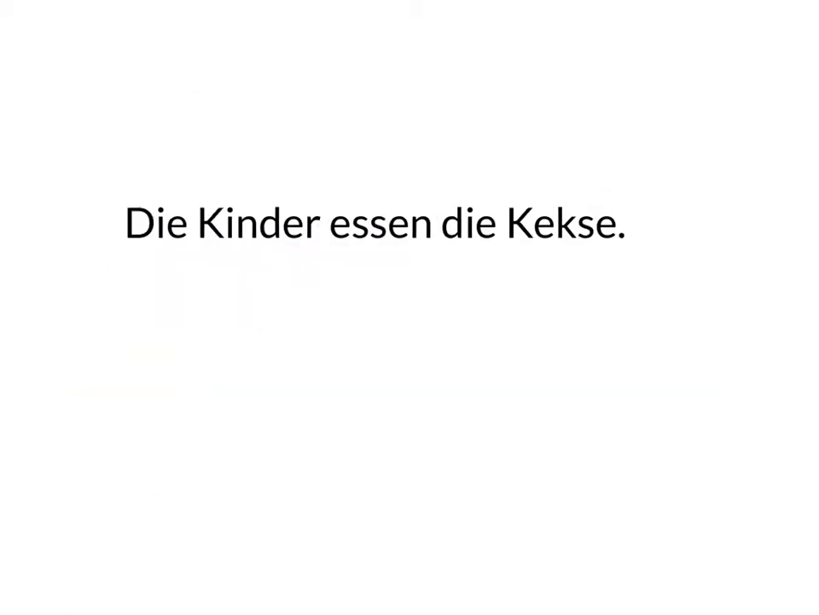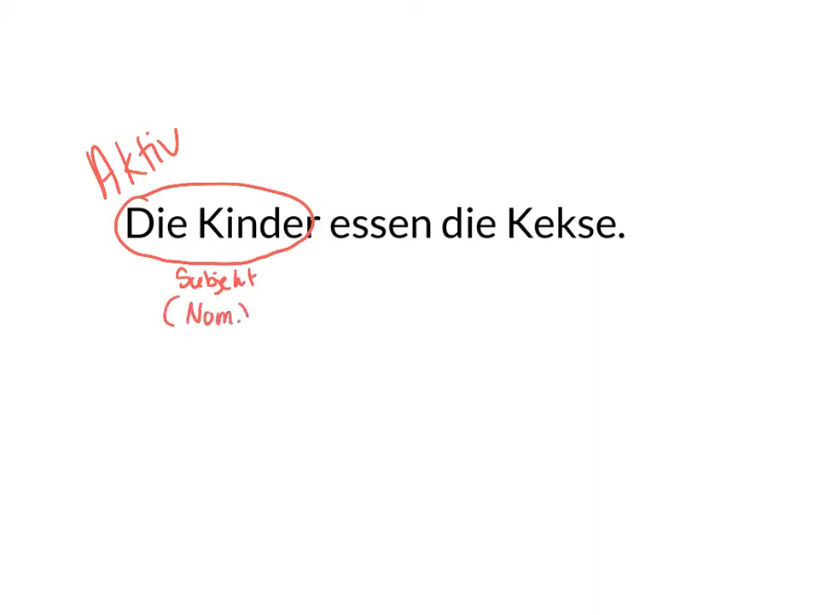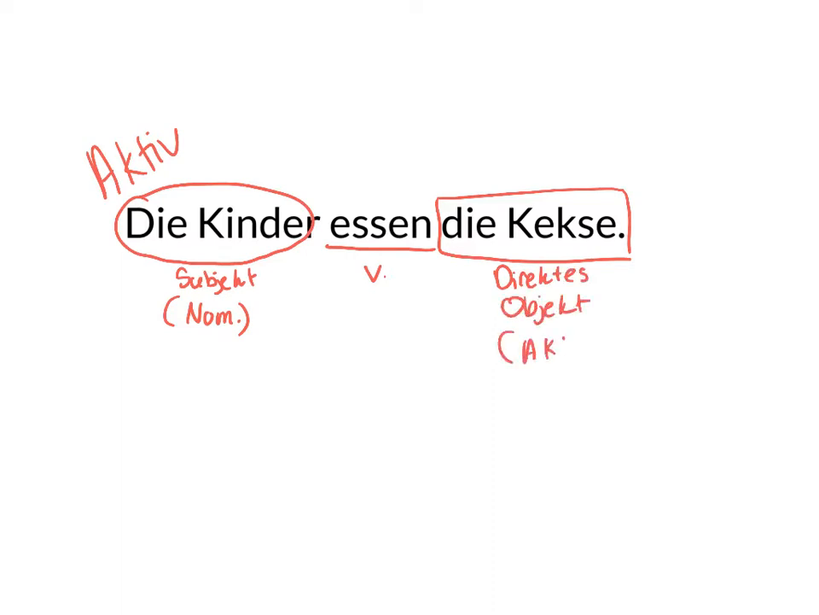Now let's do the same example sentence, but in German, and I'm going to keep explaining in English for right now. So, die Kinder essen die Kekse. The children eat the cookies. So once again, this is an active sentence, and it's active because your subject, die Kinder, the children, is doing the verb in this sentence. So the children, nominative case, subject, are eating, essen. Was essen die Kinder? Kekse. So cookies, the cookies, they are the direct object and in the accusative case.